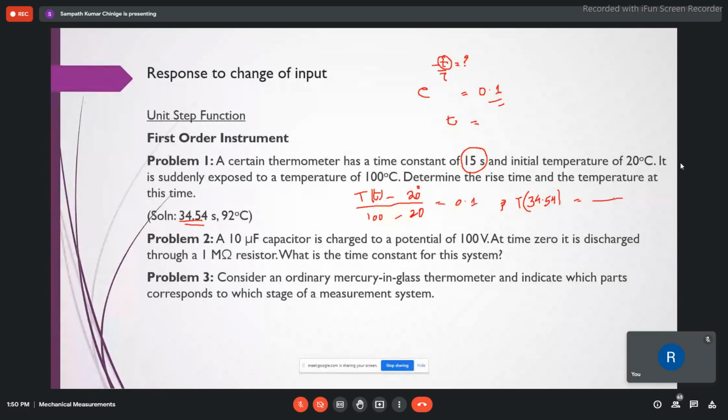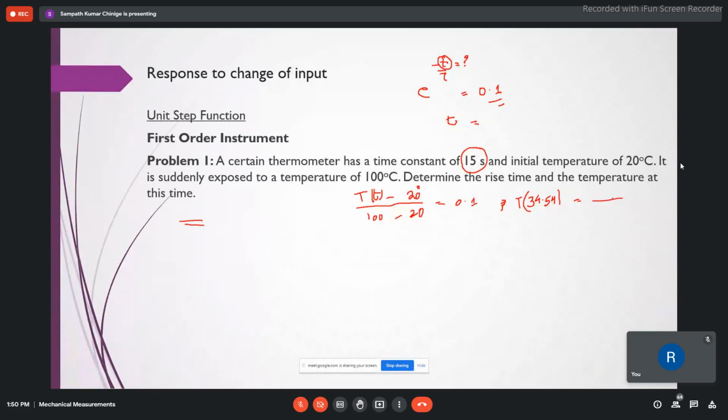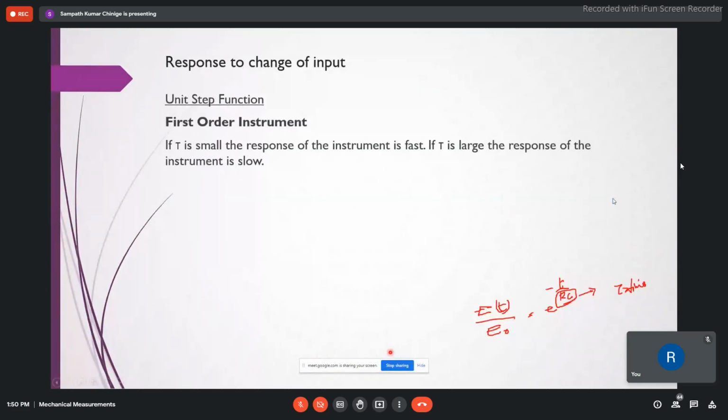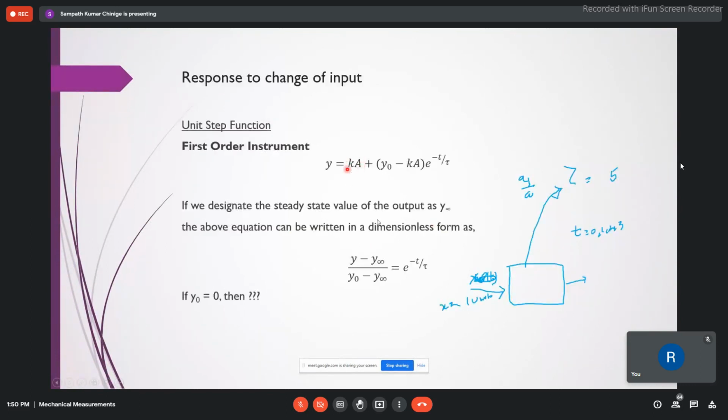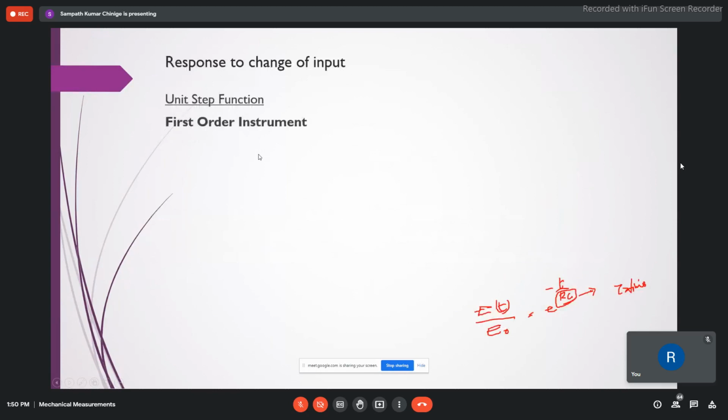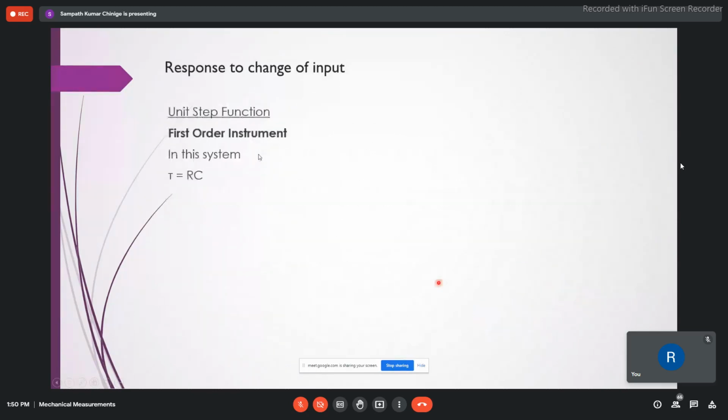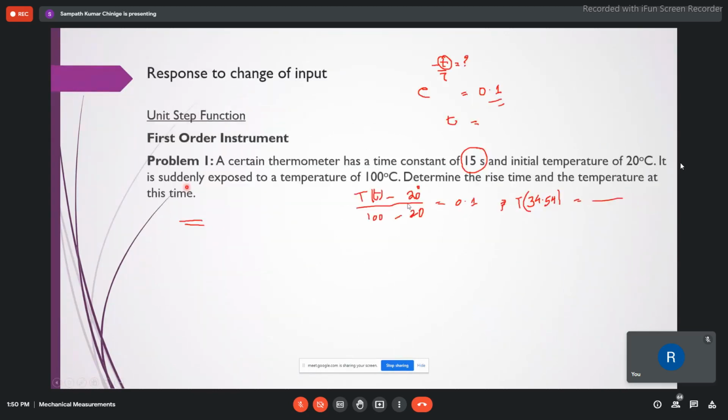Why? It is the initial temperature. Whatever initial temperature you have taken, the expression that you are seeing is (y minus y infinity) by (y naught minus y infinity). Y naught is taken to be the initial temperature. Therefore, the expression becomes... The other way I have to do it. The equation becomes (T of t minus 100) by (20 minus 100) equal to 0.